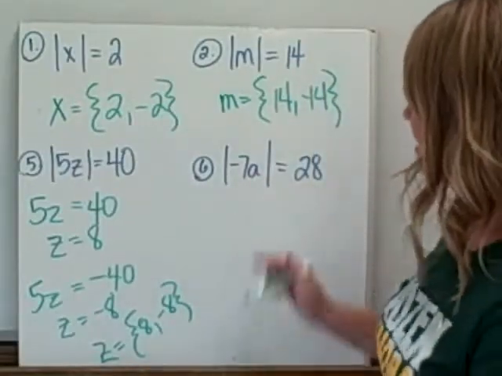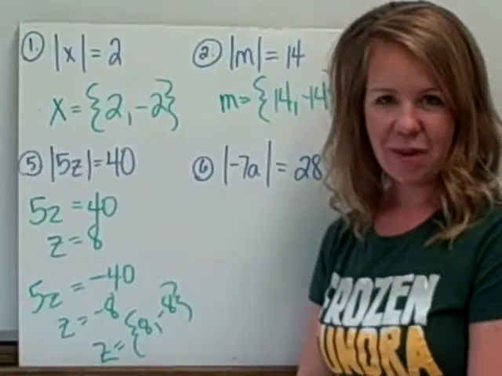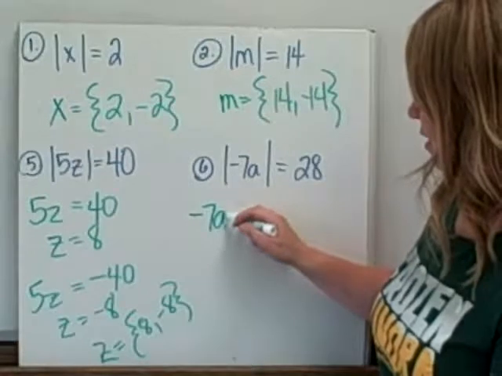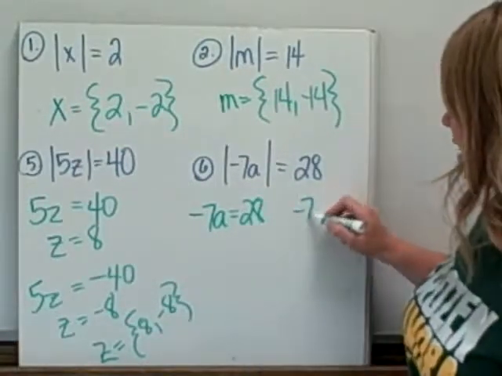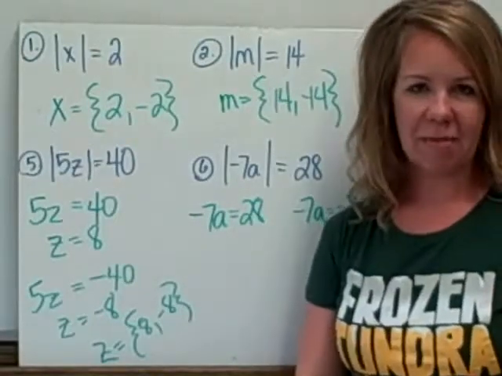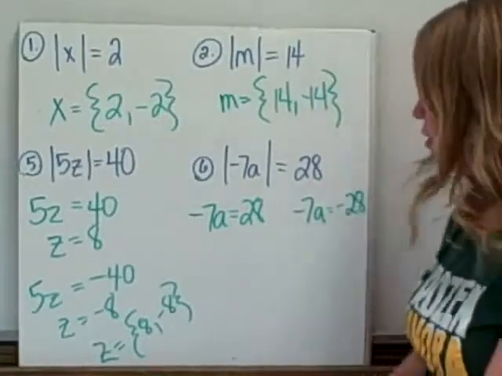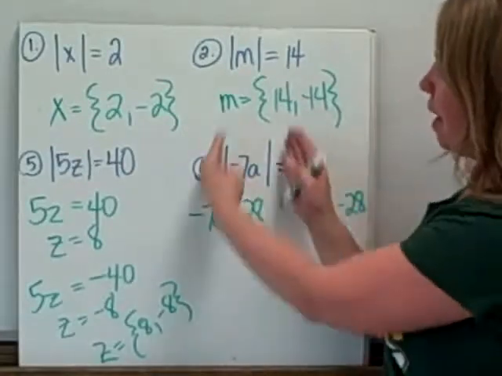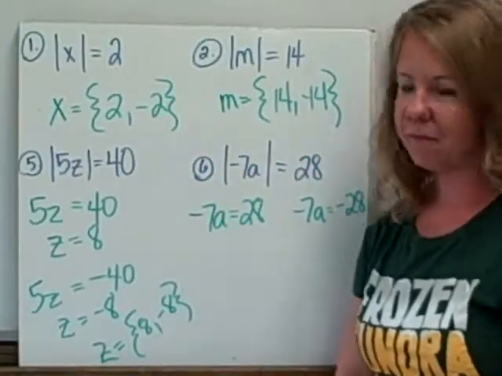Going to number 6, you'll notice the absolute value bars are isolated on the left side of the equation. So I'm going to take what's inside and set it equal to +28 and set it equal to -28. Be careful that you take exactly what's inside the absolute value bars. You do not make this positive. The bars are what make it positive. You do need to leave that negative symbol right there.